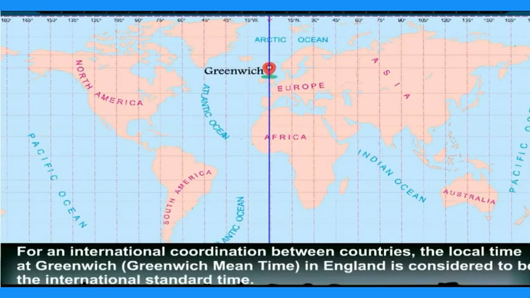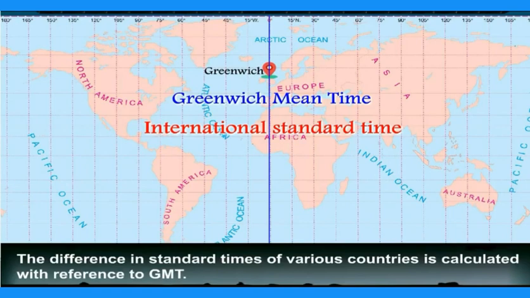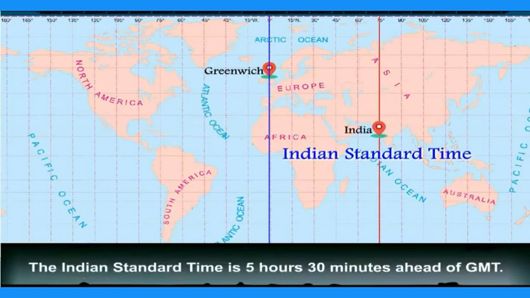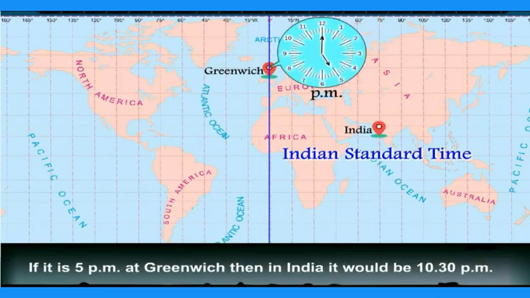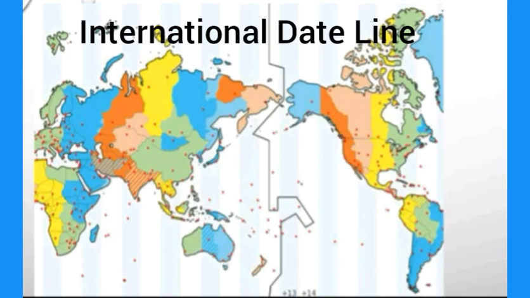For an international coordination between countries, the local time at Greenwich in England is considered to be the international standard time. The difference in standard times of various countries is calculated with reference to GMT. The Indian Standard Time is 5 hours 30 minutes ahead of GMT. If it is 5 p.m. at Greenwich, then in India it would be 10:30 p.m.